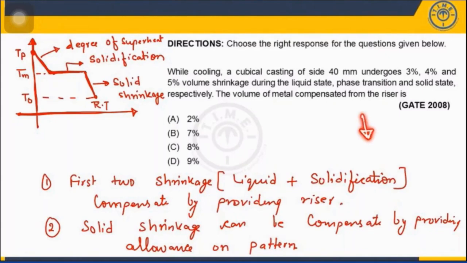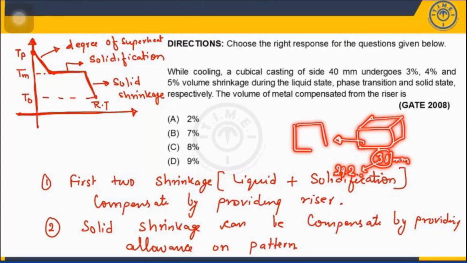the liquid molten metal, during the shrinkage of the liquid molten metal, what will happen? The size will get reduced. For example, if you want to make a cube of size 30 mm, once it undergoes the shrinkage, the size will be reduced from 30 to, let us suppose, 29.2. So that's why you are making a pattern of larger size, so that after the shrinkage, it will reach the original one, or the desired one.